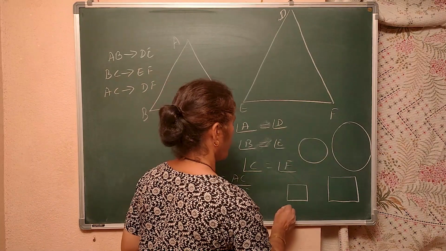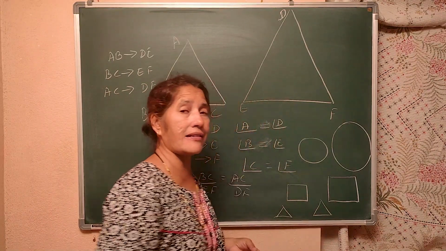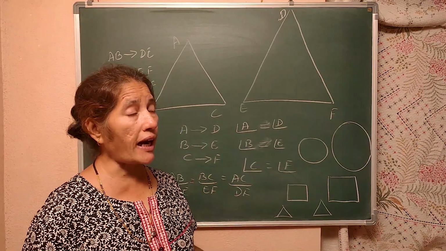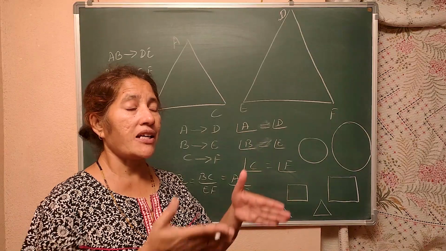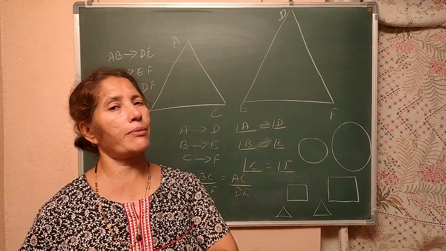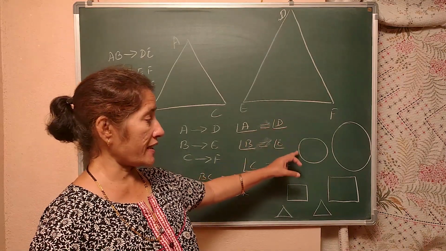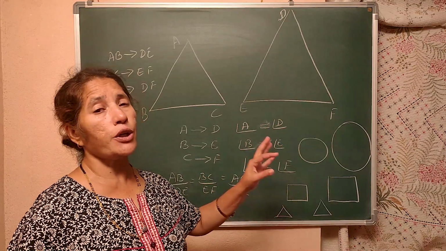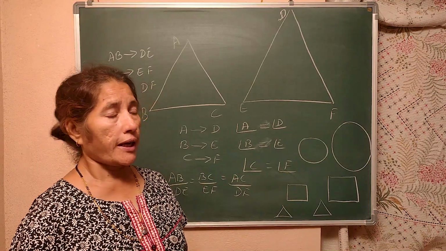And equilateral triangles. What is the meaning of equilateral triangles? Whenever it is equilateral, it is equiangular too. 60, 60, 60. One triangle may be small, another triangle may be big. So which are the figures always similar? Two circles, two squares, two equilateral triangles are always similar.